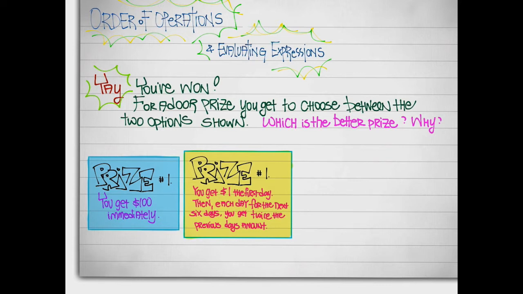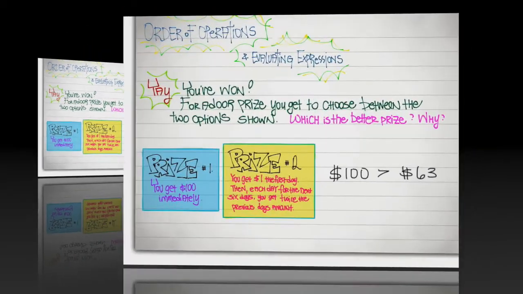So if you add all these amounts up, you'll actually get $63 for option 2. So you're probably going to want to stick with option number 1 because $100 is a lot greater than $63. However, if you continue with the pattern for option number 2, you would actually end up with a lot more money than $100. So in the long term, option 1 is not that good, and for the short term, option 2 is not that good.